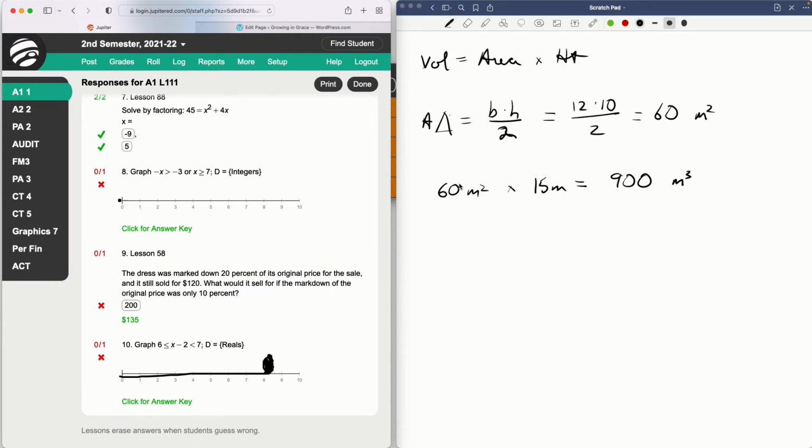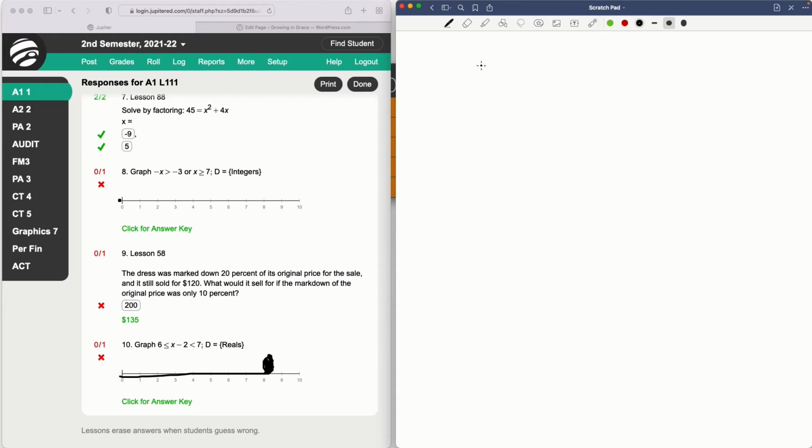Here's another graph that you did not get around to. Let's go over it while we're here. So negative x is greater than -3, or x is greater than or equal to 7. We don't like a negative x. So we're going to multiply this whole thing by -1. And when we do that, we flip the sign. -1 times x is x. That becomes less than, and this becomes a +3. So we're going to graph these two things.